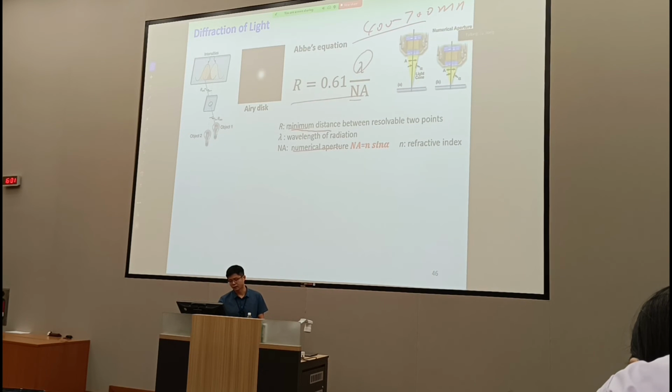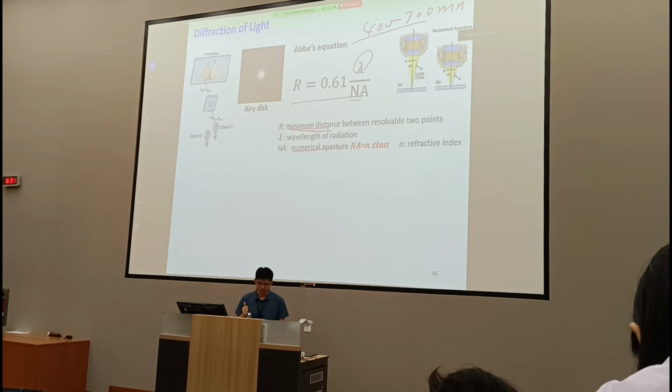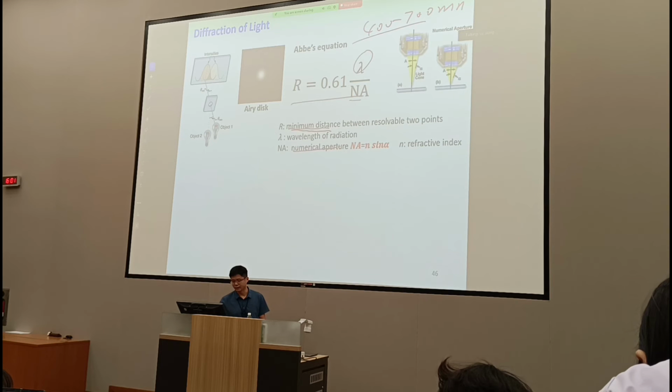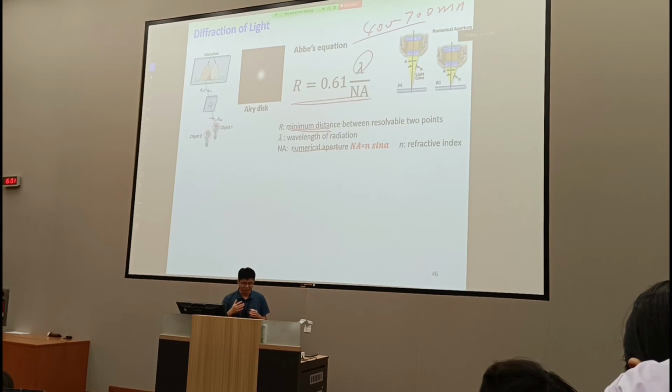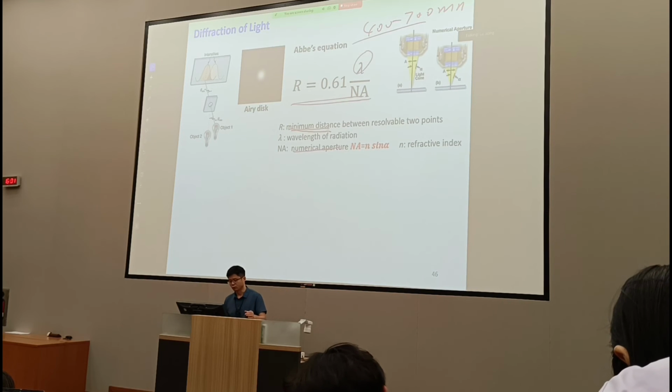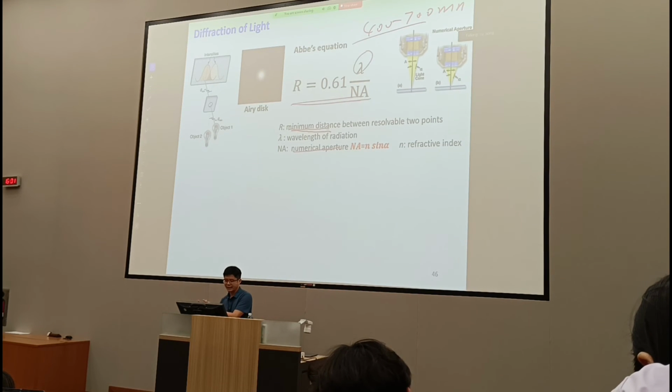So this R is the minimum distance between two physical objects using optical methods. How do we get this R equation? How does it come about? We know that we can use this to estimate the optical limit, the resolution limit of the optical microscope. This boils down to the light diffraction phenomenon.